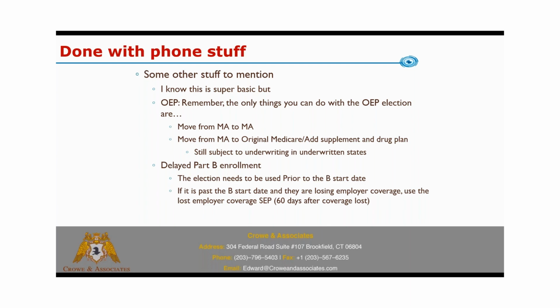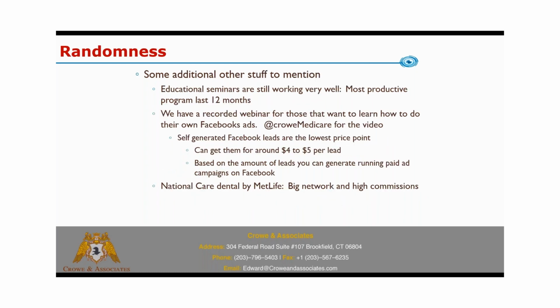If that's not the case, maybe you meet somebody who's delayed B enrollment and they enrolled in B in May for a May 1st effective, and they're talking to you on May 15th. You can't use that new to Medicare election for them, but hopefully if they had lost employer coverage, which assuming in this scenario they probably did, then you could use the lost employer coverage SEP because you have 60 days with that, 60 days after the loss of coverage. So just wanted to clarify those two things.